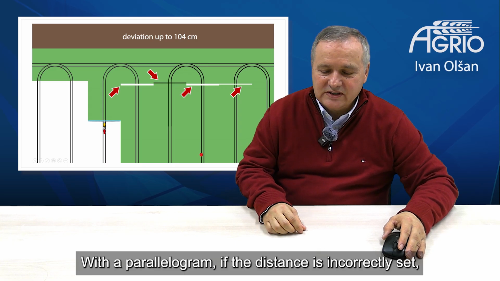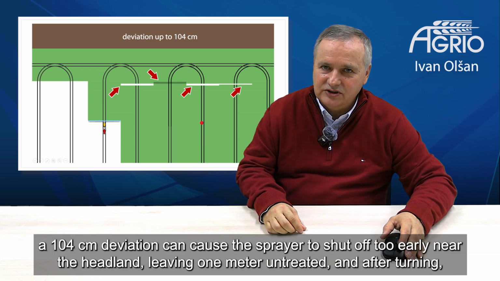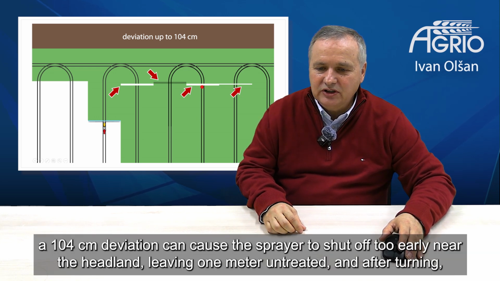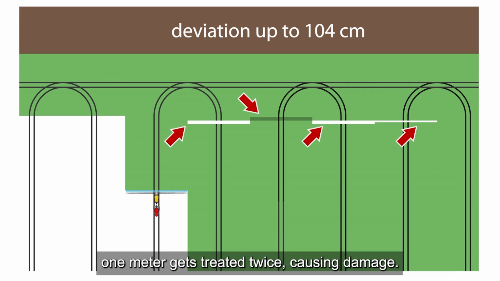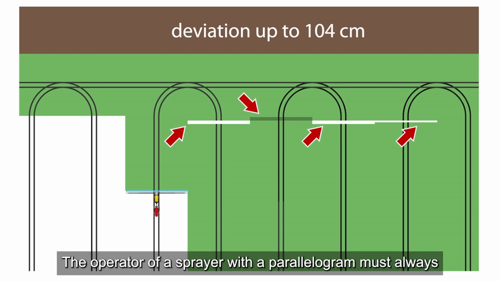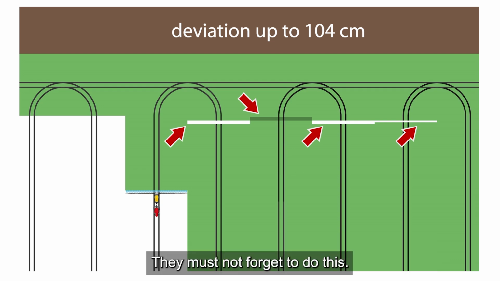With a parallelogram, if the distance is incorrectly set, a 104 centimeters deviation can cause the sprayer to shut off too early near the headland, leaving 1 meter untreated, and after turning, 1 meter gets treated twice, causing damage. The operator of a sprayer with a parallelogram must always precisely set the distance between the antenna and the nozzle. They must not forget to do this.